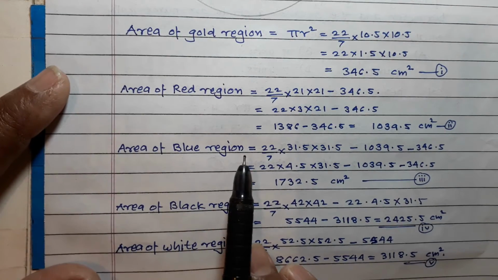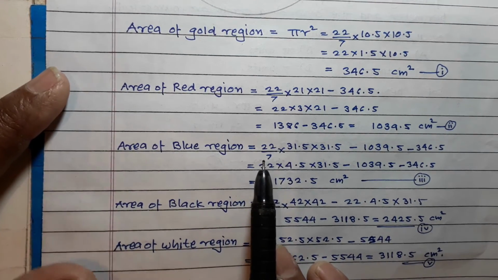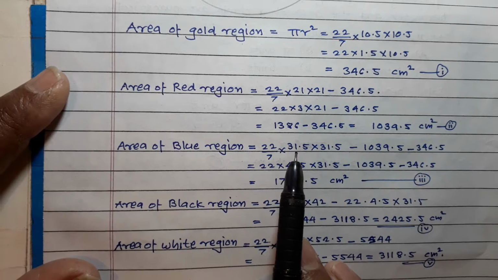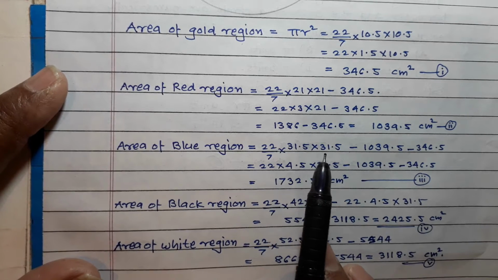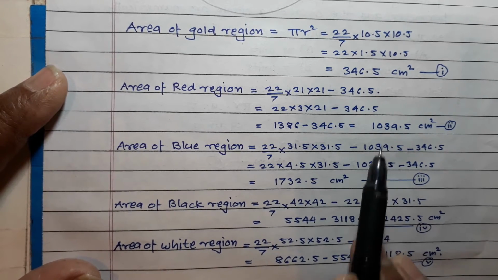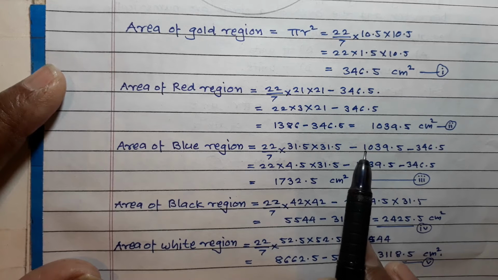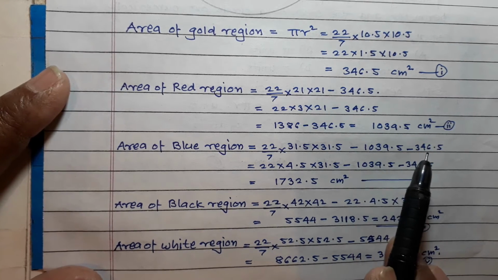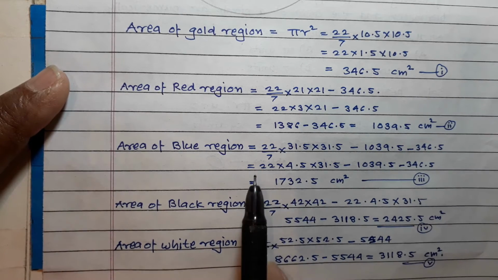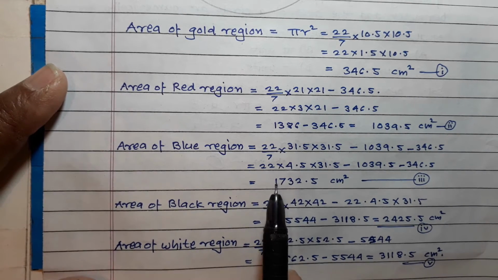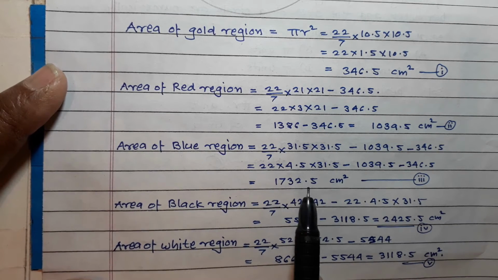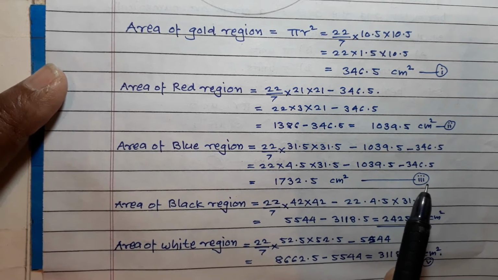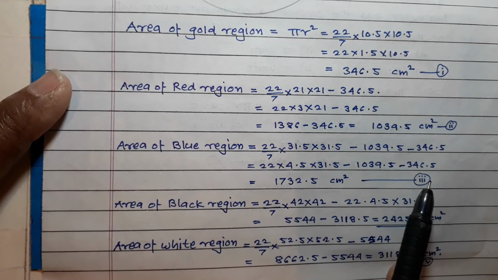Area of blue region is equal to 22 upon 7 into 31.5 into 31.5 minus 1039.5 minus 346.5. If you simplify, you will get 1732.5 centimeter square. So this is your third answer.